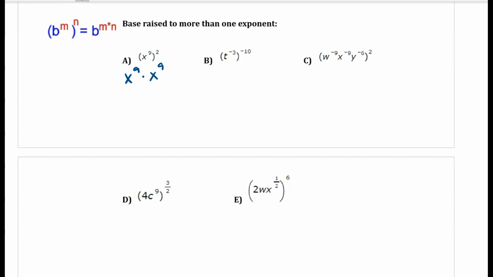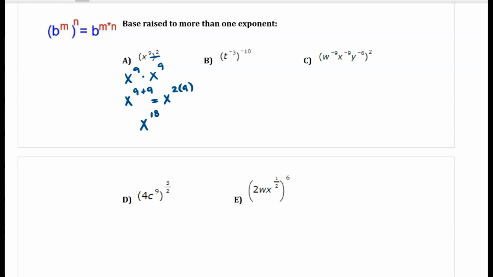Now we could use our shortcut for multiplying when we have the same base, and we could add those exponents, x to the 9 plus 9. But 9 plus 9, another way to write that is 2 times 9. And we could have gotten there from the beginning by just multiplying those exponents together. So that's the shortcut. X to the 18th power would be our final answer.